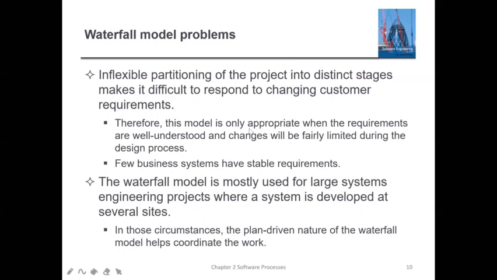Whatever I discussed, that is what happens. As there is inflexible partitioning, in the distinct stages we cannot change any of the things the customer needs. So that is quite difficult. So if business systems have stable requirements, and they don't have any plan to change, they can go for the waterfall model.